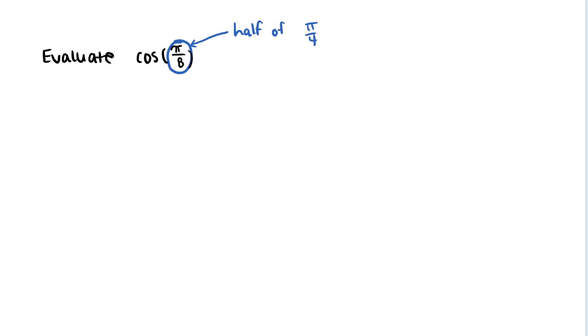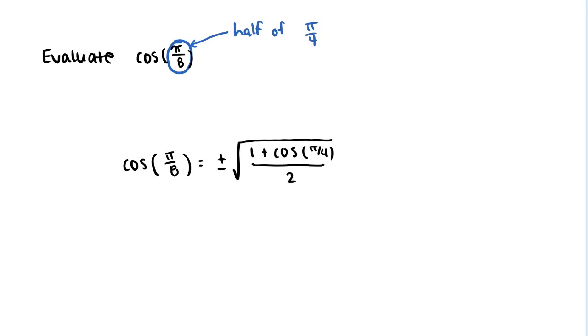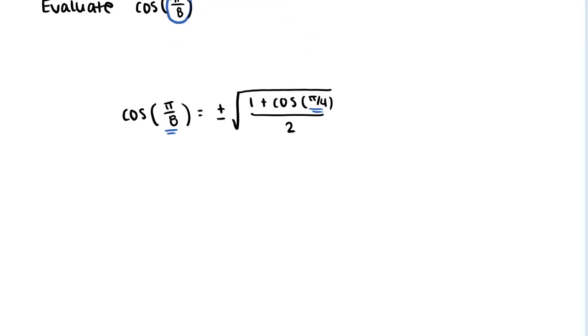And so how do we use the half-angle formula? Well, this is saying that cosine of pi over 8 is equal to plus or minus the square root of 1 plus cosine of, well, twice that angle, pi over 4, all over 2. So the half-angle identity says, okay, we don't know cosine of this angle, but if it's half of an angle we're very familiar with, in other words, twice that angle is an angle we're familiar with, pi over 4, then we can use this half-angle identity.